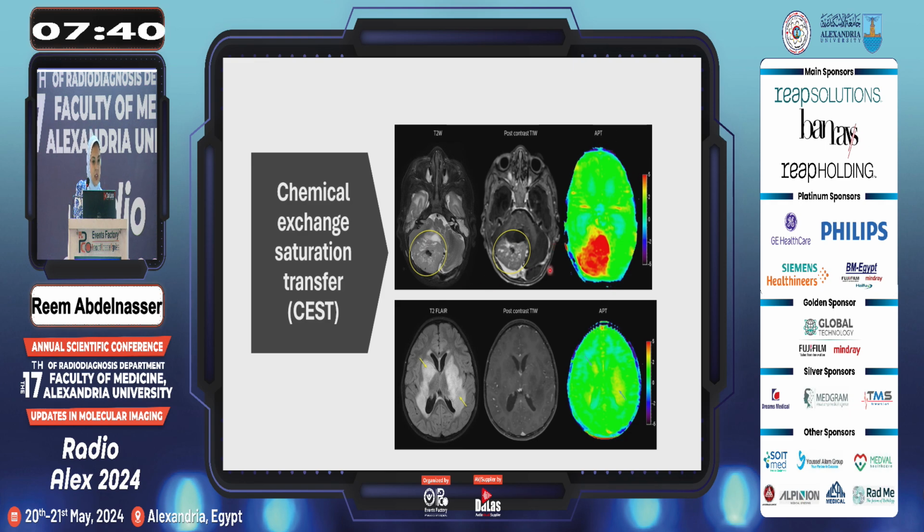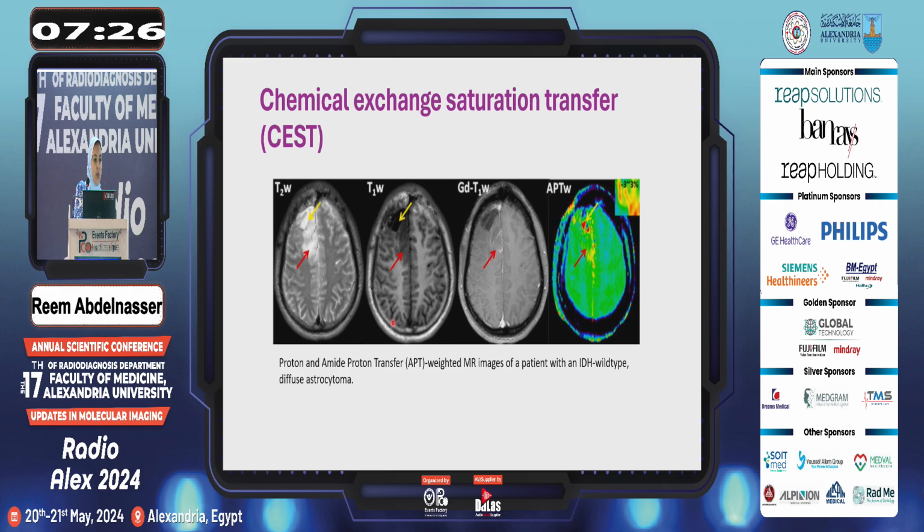This is a case of a medulloblastoma. It shows very high intake in the amide proton transfer map. While this is a low-grade glioma, which shows no post-contrast enhancement in the T1 image, yet detectable changes were present in the amide proton transfer map. Another case of an IDH wild-type diffuse astrocytoma shows no post-contrast enhancement in the T1 weighted image, yet changes in the map of the amide proton transfer were also detected.